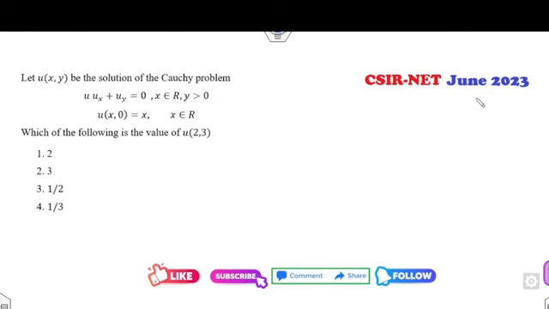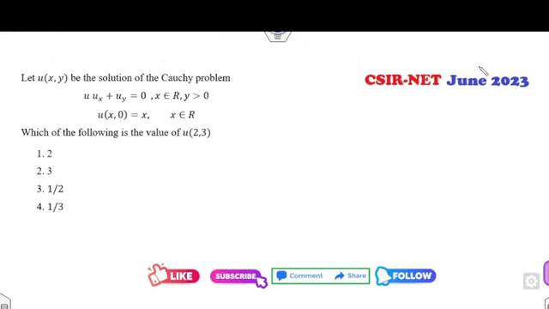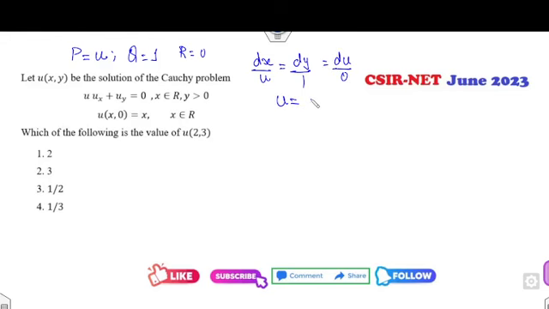Again, it's June 2023, and this is September 22. I can again solve with the same approach. Can you find the P quickly? P is u, Q is 1, R is 0. Write quickly the auxiliary equations: dx over u equals dy over 1 equals du over 0. So clearly u is equal to a constant. Fine. Since u is constant, I can write dx over u is equal to dy.